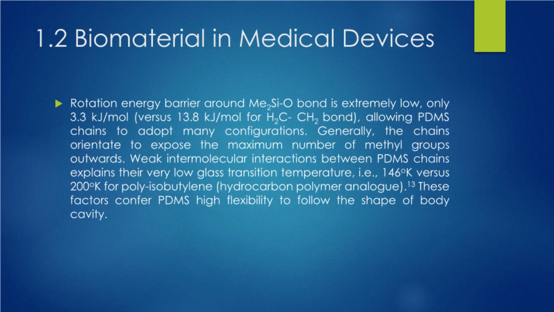Generally, the chains orient to expose the maximum number of methyl groups outwards. Weak intermolecular interactions between PDMS chains explain their very low glass transition temperature, i.e., 146 degrees Kelvin versus 200 degrees Kelvin for polyisobutylene, a hydrocarbon polymer analog. These factors confer PDMS high flexibility to follow the shape of body cavity.